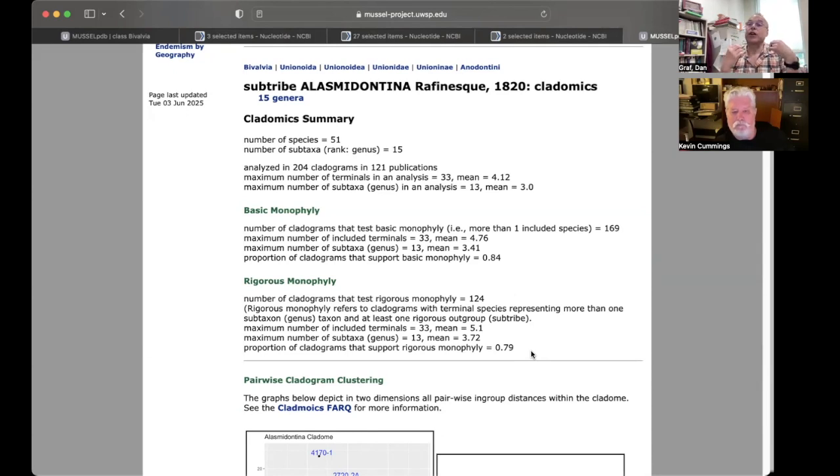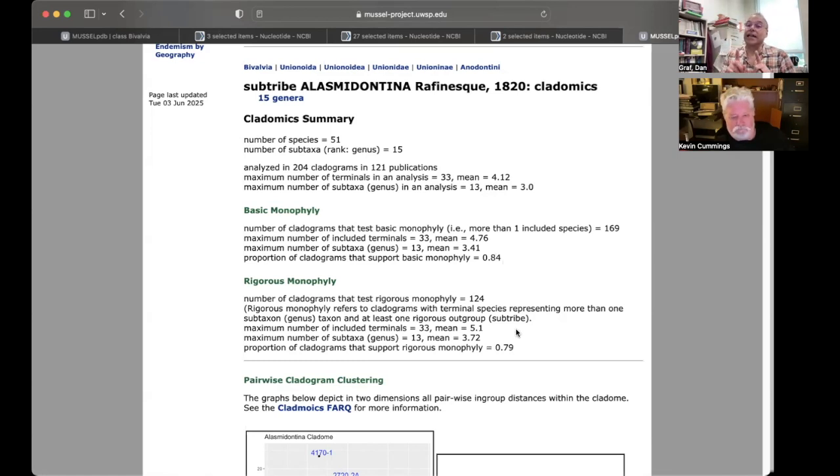And then it also gives some information about just the proportion of cladograms that recover whatever taxon we're talking about. Again, in this case, the Elasmodontina, how many recover them as monophyletic? And we break that out in two ways. So basic monophyly is just any cladogram that has at least two members of this taxon. What proportion of them find that recover them to be monophyletic?